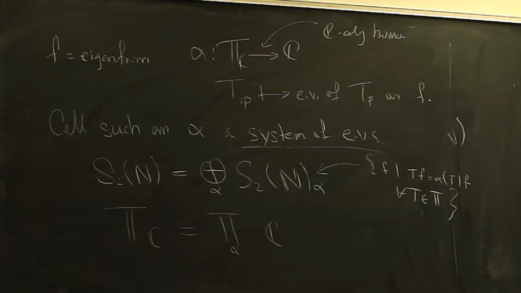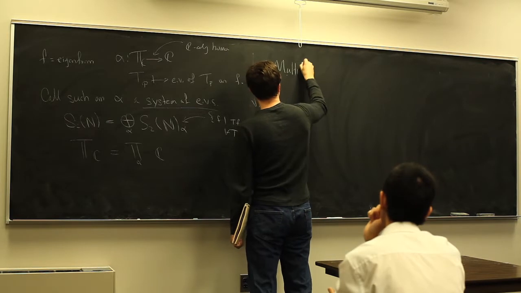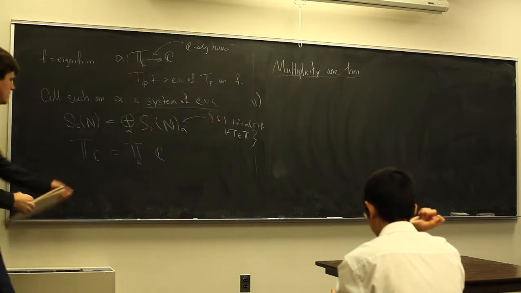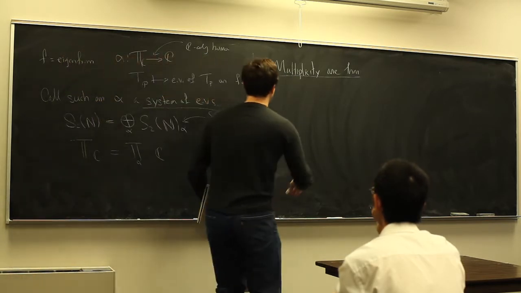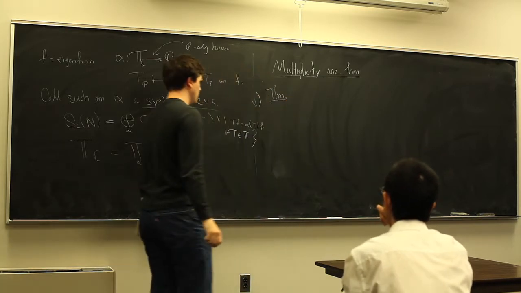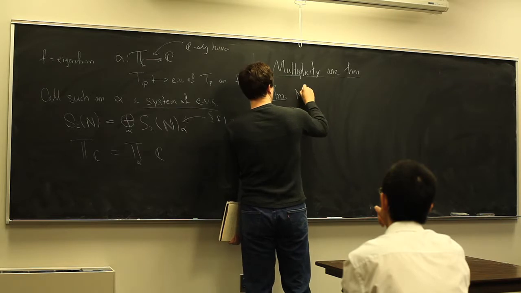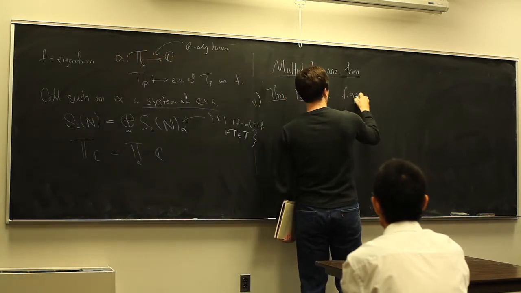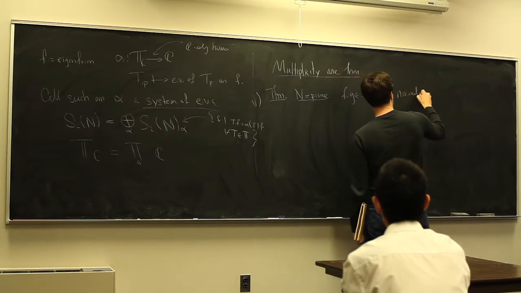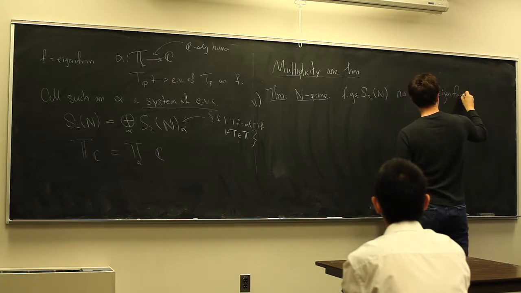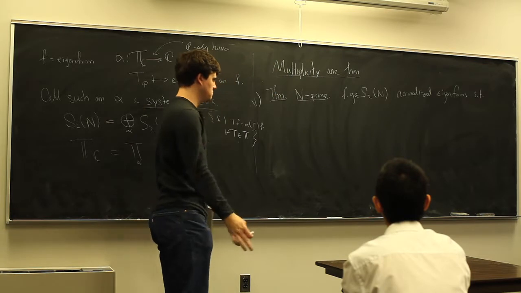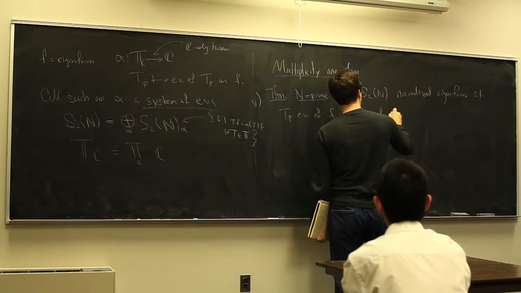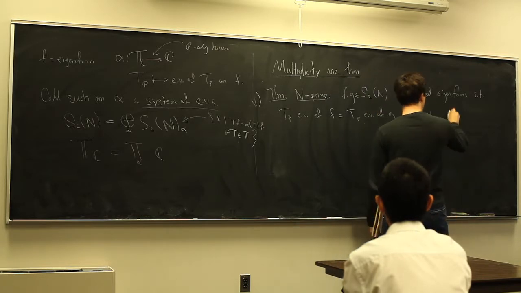All right, so the next thing to say is the multiplicity one theorem. So that's going to say that each one of these spaces here is one dimensional. But I'm going to phrase it differently first. All right, so here's the theorem. Suppose that our capital N is prime. And suppose that we have two normalized eigenforms such that their eigenvalues agree for all p. So the T_p eigenvalue of f equals the T_p eigenvalue of g for all primes p not equal to N. The statement then is that f and g are equal.